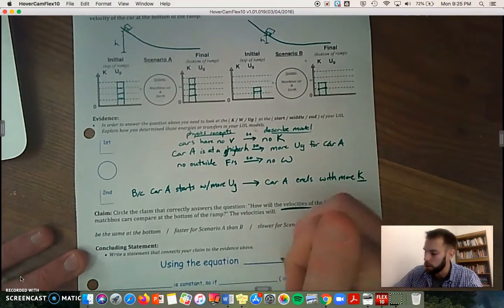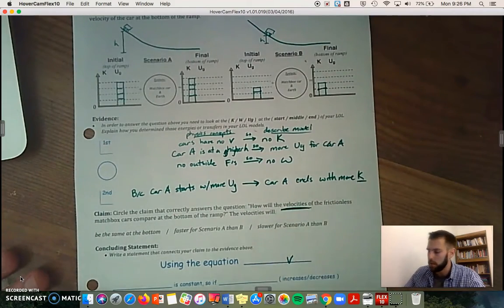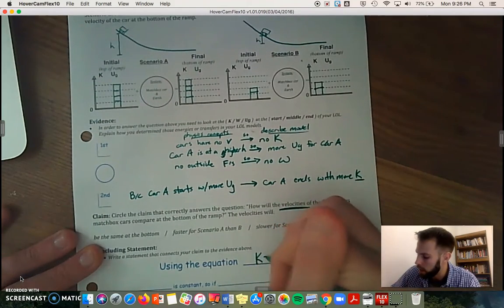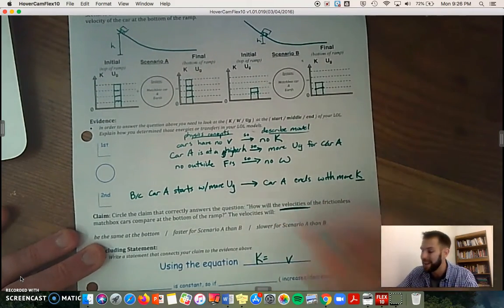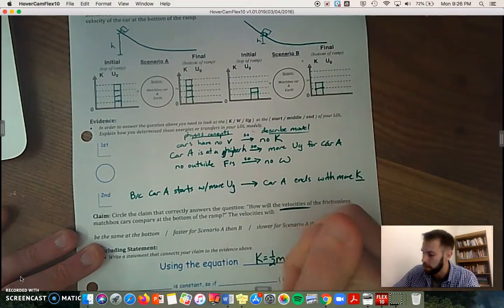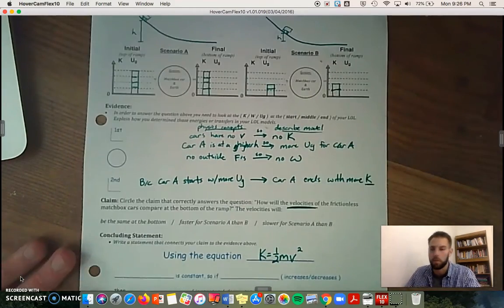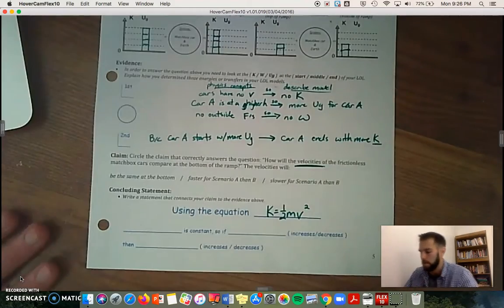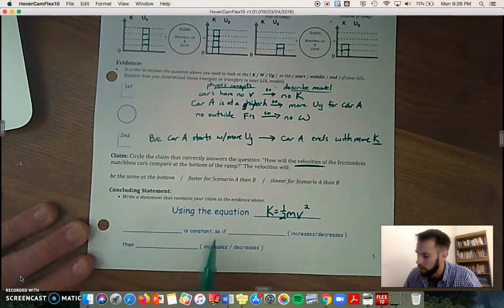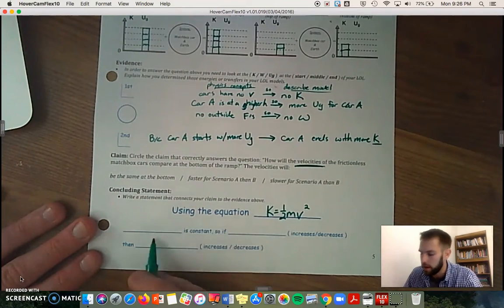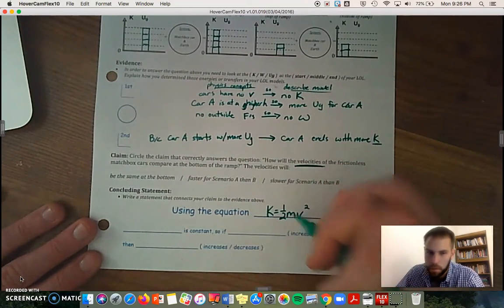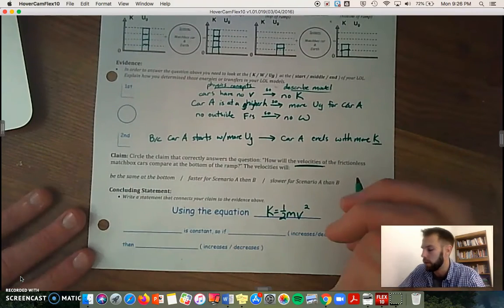So using the equation, well, it's definitely going to have velocity because that's what my claim's about. And my only energy that has velocity in it is K, so 1/2 mv squared. So that's going to be what I'm going to be working with here. Right. And let's see, what variable is constant? I always recommend, like here's a template, just start off with what variable is constant. It makes everything a whole lot easier.